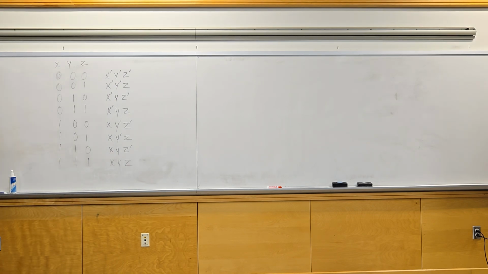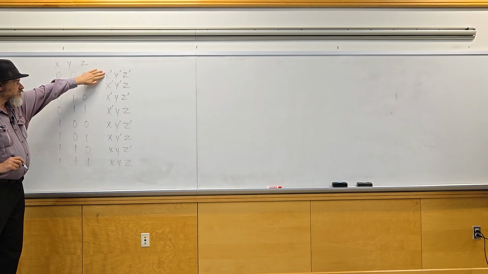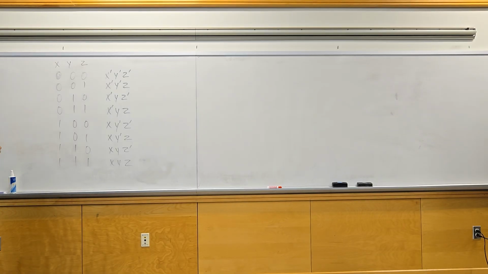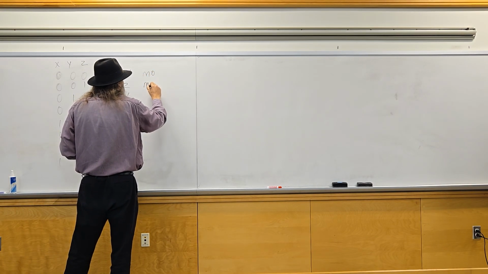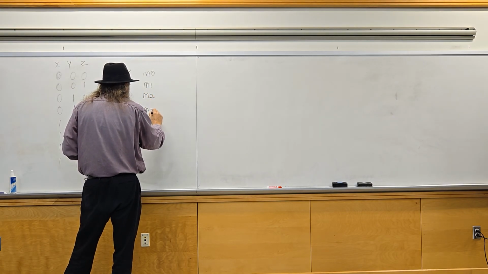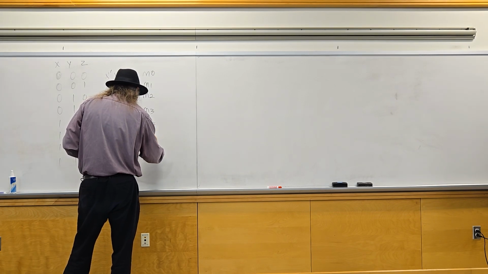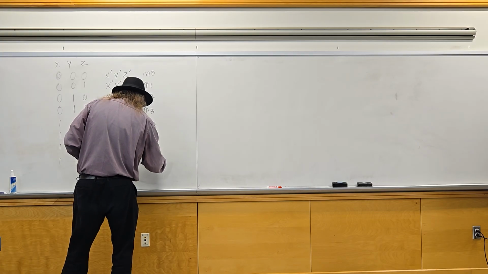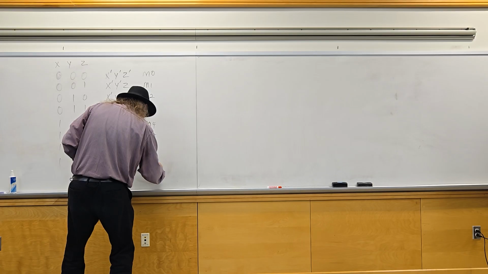So if there's a 1 in this row of the function, this term will be in the Boolean expression. Okay? And these are called M0, M1, M2, M3, M4, M7.